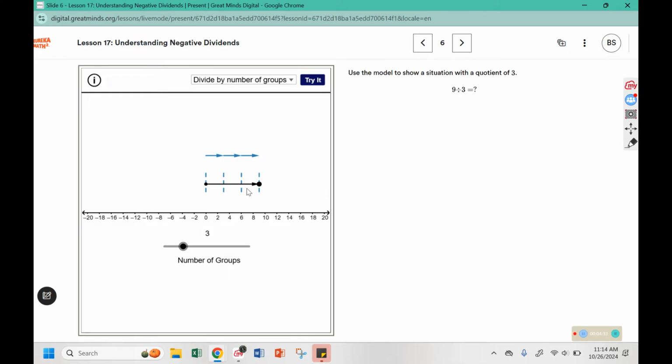We could also change this. We could make it 12 split into 3 groups, would make each arrow be a length of 4. But we're trying to get a quotient of 3, so we would need to swap it to 4 groups so that our answer would be 3. The size of each group is 3.